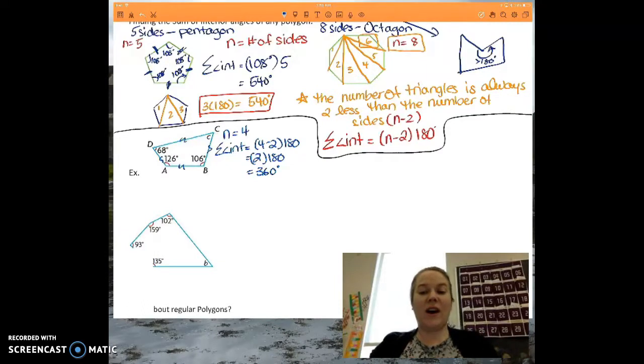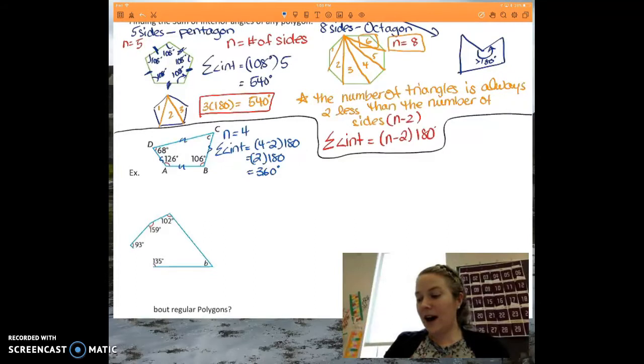Once you've done a lot of these examples, you'll memorize a bunch of them. You'll know 360 for four-sided shapes. You'll know 540 for pentagons. So you'll get really used to that. So now that I know 360 is my sum of interior angles, I can try and find this missing angle C.